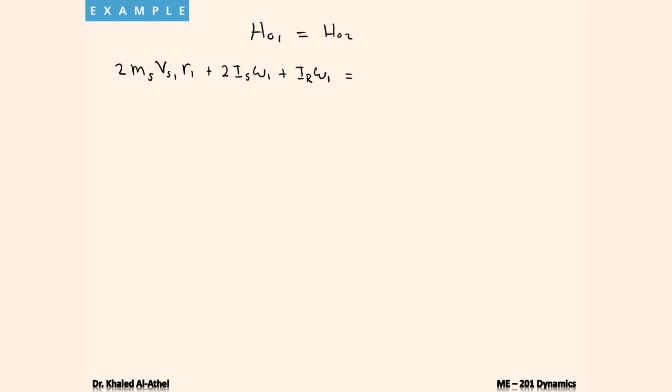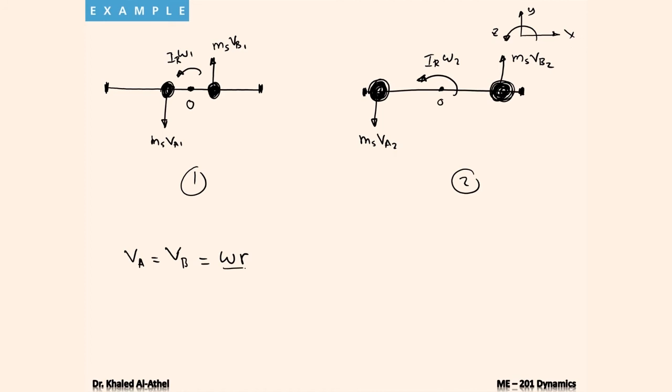This should equal exactly the same thing. The only difference is that instead of 1, I'm going to write 2. So it's going to be 2 ms VS2. R is going to change, so it's going to be R2 now, plus 2 IS omega 2 plus I for the rod omega 2. Okay. Now, keep in mind that I also can relate Vs to omega, which is what we said here.